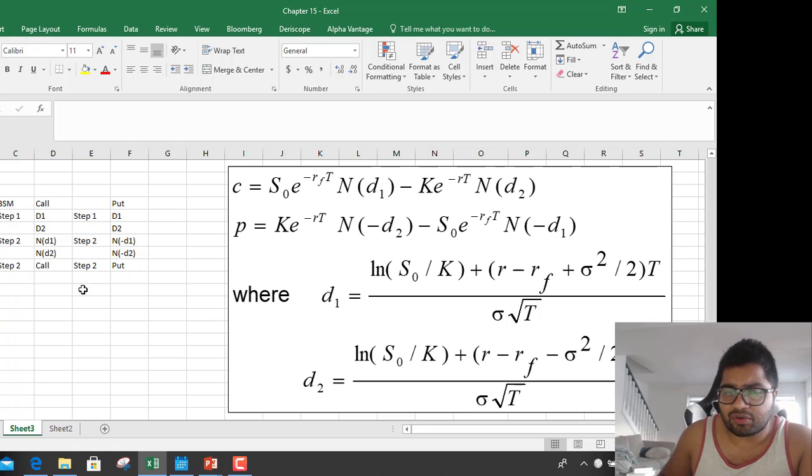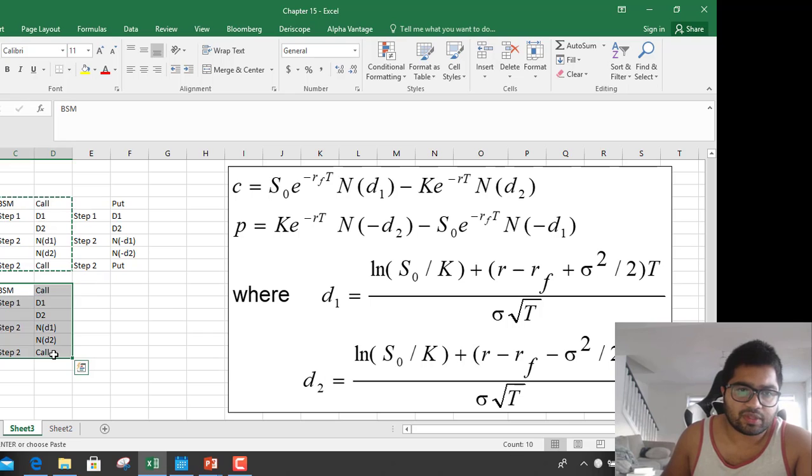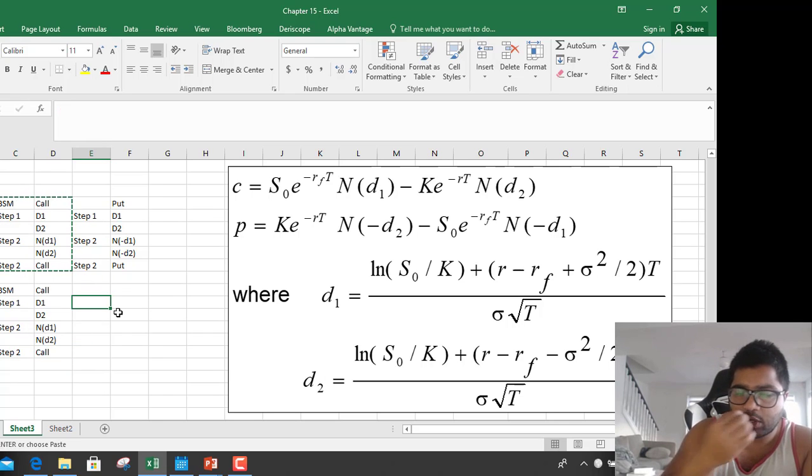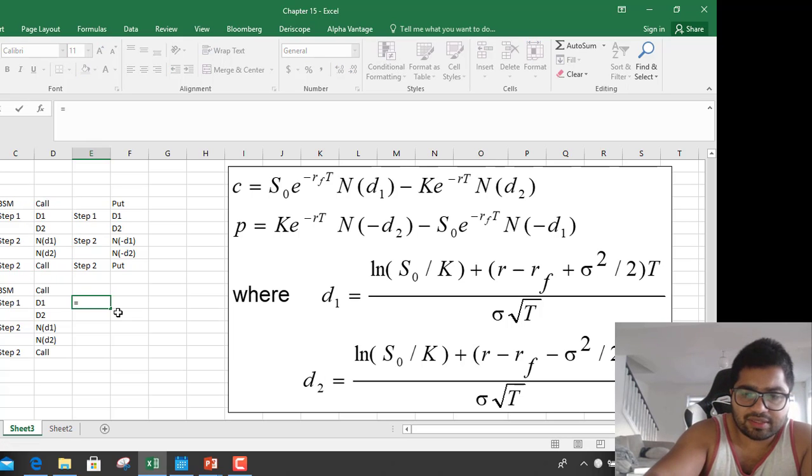Now how do you calculate the Black-Scholes-Merton model using this formula? We'll follow the steps. So calculate it for call and put. Let's do call first and then find the put. For call, step 1, always calculate D1. Now what is D1?